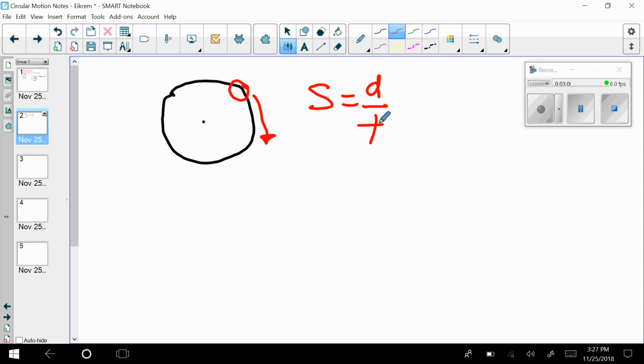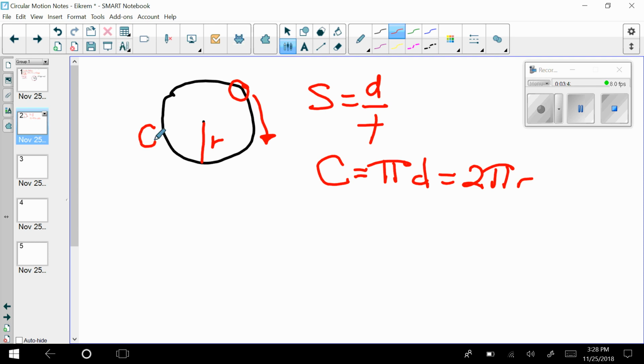Okay? The distance around a circle, if you remember from like eighth grade math or something like that, is the circumference, c, and that's equal to pi times the diameter. Okay, it's also equal to twice pi times the radius, or 2 pi r. Okay, so the radius of this circle is right here, and that's r. Okay, and the circumference is the distance around the circle.